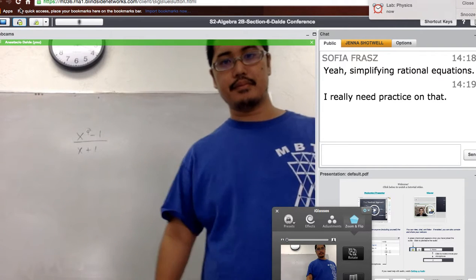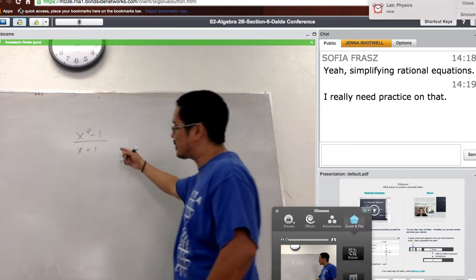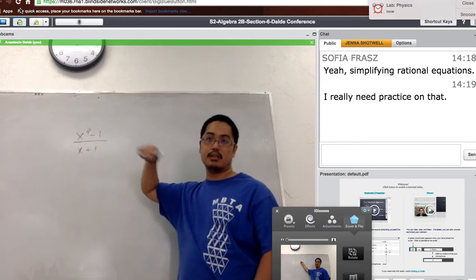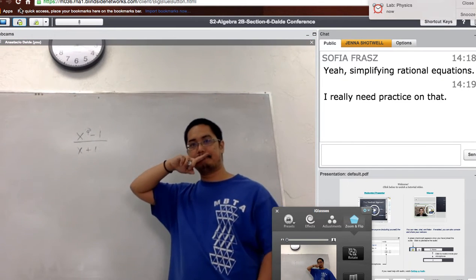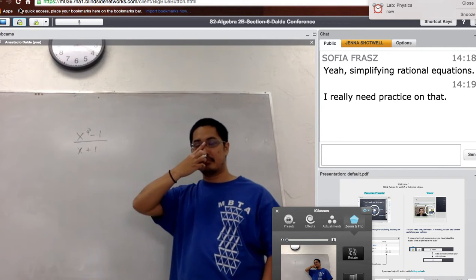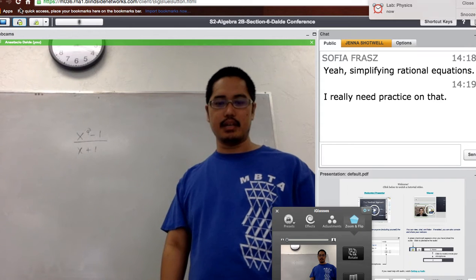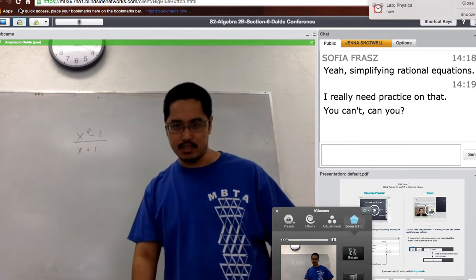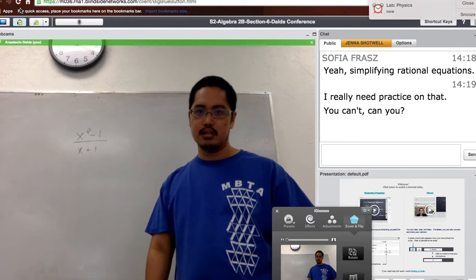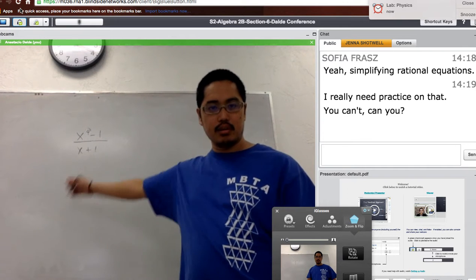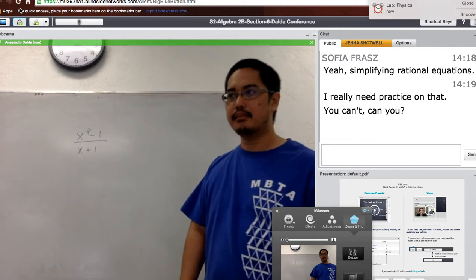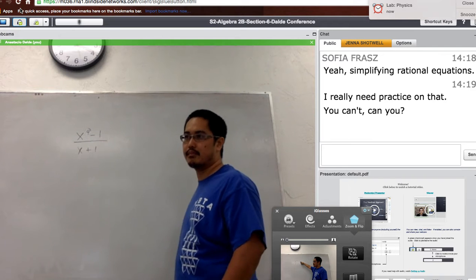Okay. Are you any good at factoring this? Do you know how to factor that? Is this another thing that's going to be on the test? I can't tell you this is going to be on the test, but something similar to this. Yes, you can factor this. You can factor the top, right?